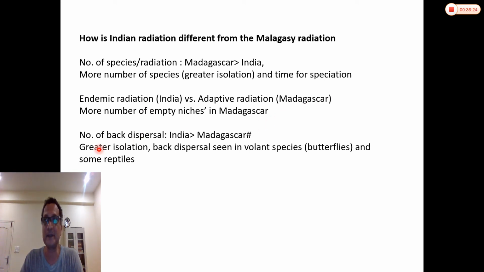Number of back dispersals. So once you have something coming into an island, you see a back dispersal, right? In Madagascar, you don't see as many back dispersals. In India, you see a lot more back dispersals. So definitely, this means there's greater isolation in case of Madagascar, right? However, in case of Madagascar, you do see some back dispersals of volant species, that is species that can fly, such as butterflies, and also in some reptiles. But by and large, not many back dispersals out of Madagascar. So that is the story here.